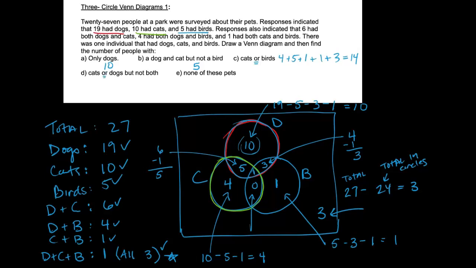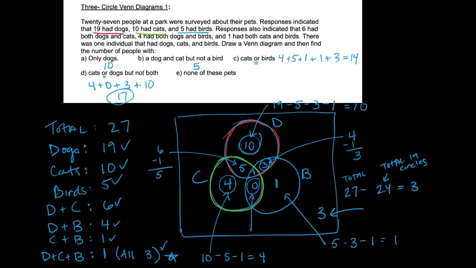And then cats or dogs, but not both. Okay, so or means cat circle or dog circle, but we don't want both. Both is in the middle here. So what we want to do is find all of the numbers that are in the dog and cat circles, but we're not going to include this middle section, because those are people that have dogs and cats, so both. So I'm going to add this 4, this 0, this 10, and this 3. So 4 plus 0, I'll write it down so we know that we've at least looked at it, plus 3 plus 10, and then we get 17 for that one.